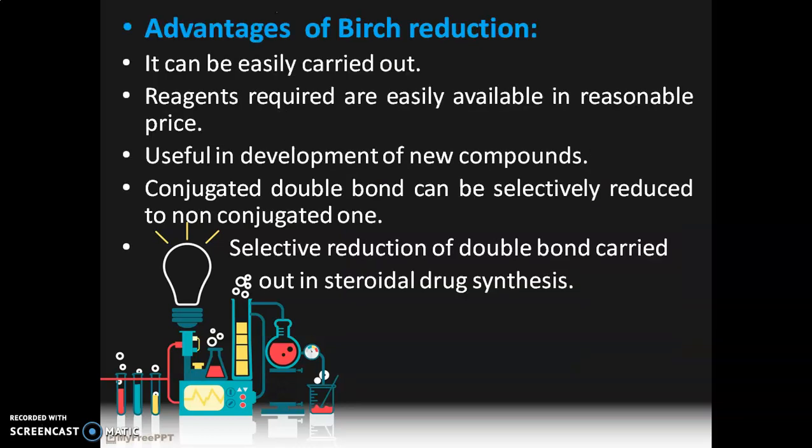1,4-dihydrobenzene. Advantages of Birch reduction include it can be easily carried out. The reagents which are required for Birch reduction are easily available and reasonable in price. It is also useful in development of new compounds. Conjugated double bond can be selectively reduced to non-conjugated ones using Birch reduction, and selective reduction of double bond can be carried out in steroidal drug synthesis.